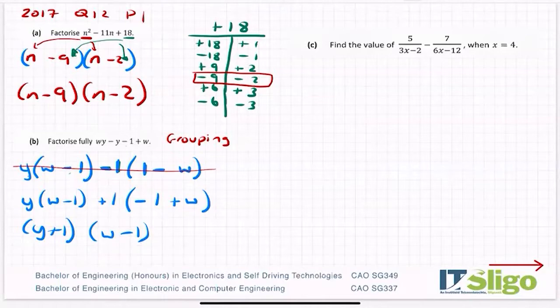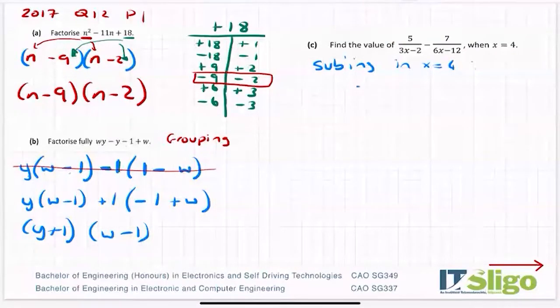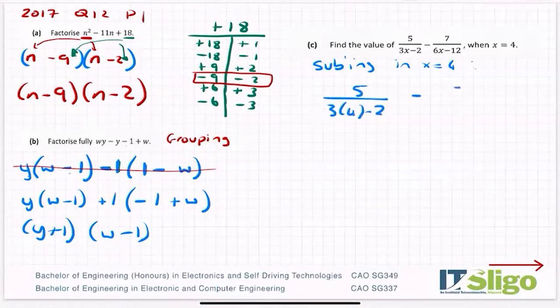Okay, so then part C, find the value of this equation when x is 4. Okay, so if you had to simplify this, you would have to get a common denominator. You don't have to here when you're just plugging in or substituting in the value 4. Okay, so you're just subbing in x is equal to 4. So that you get 5 over 3 times 4 minus 2 minus 7 over 6 times 4 minus 12. Okay, when you've got a number and a letter up against each other like that, it means multiply. So this is the easiest way to write multiply.